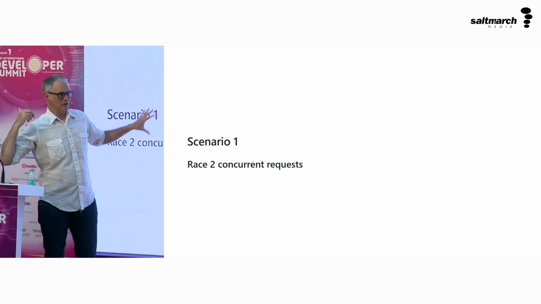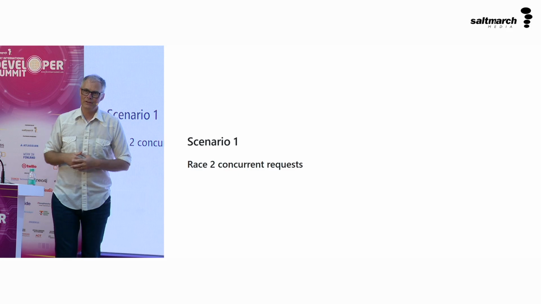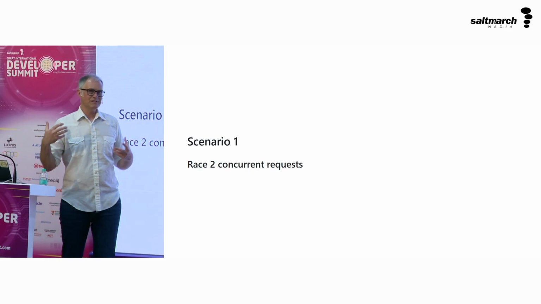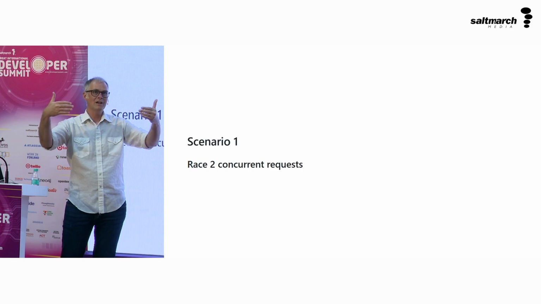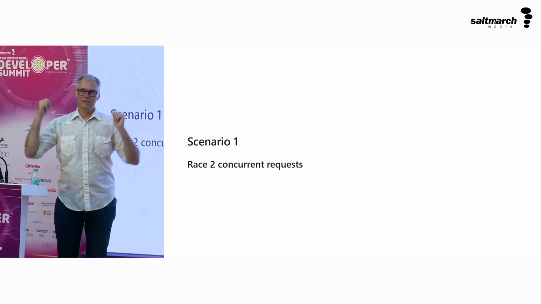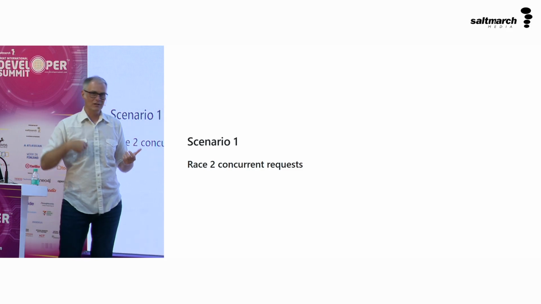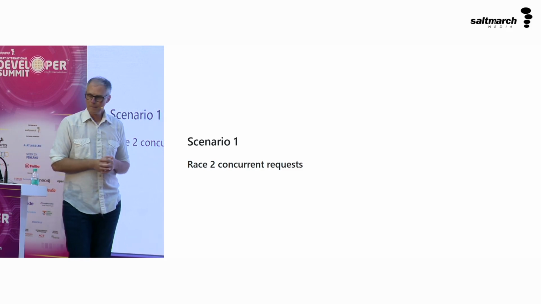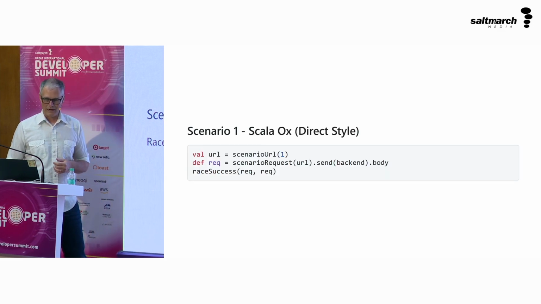This particular scenario doesn't verify that the cancellation actually happens. There's another one that does that. But you have to make the two concurrent connections to the server, and to get the right answer, you have to get the response that was essentially the first one that returned a response back to you. So let's take a look at some implementations of this basic race.